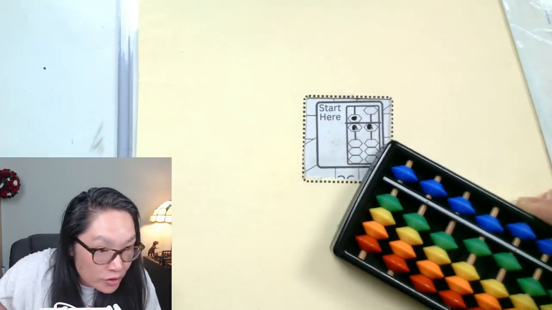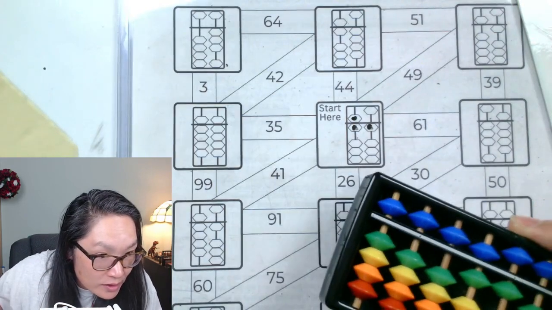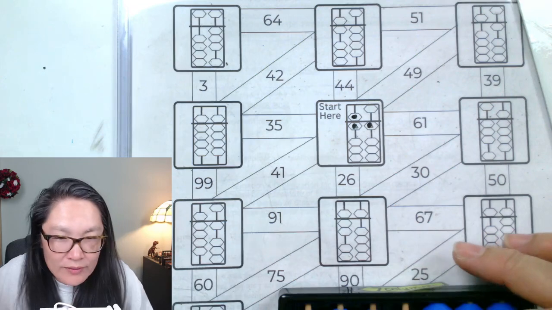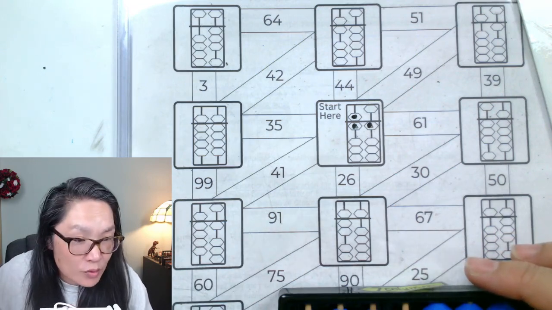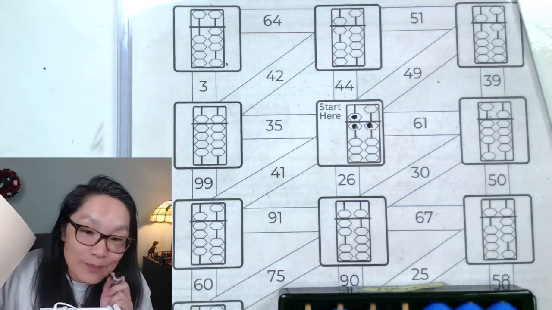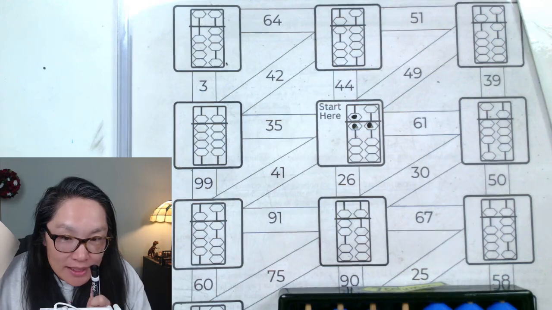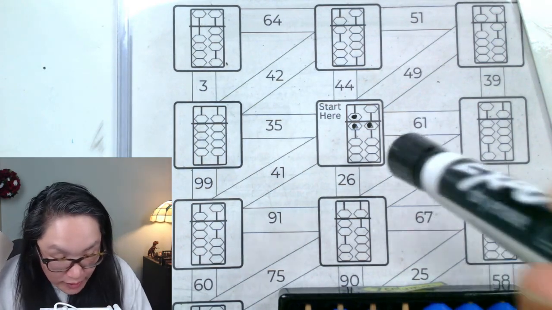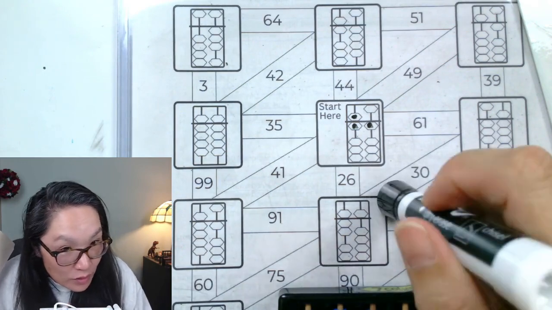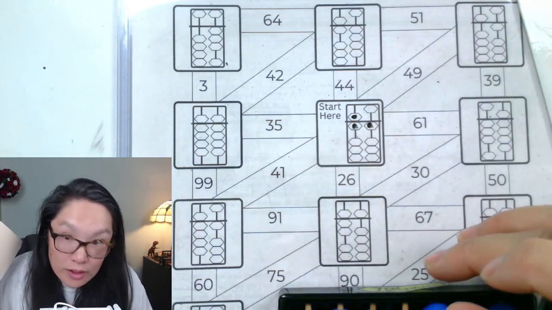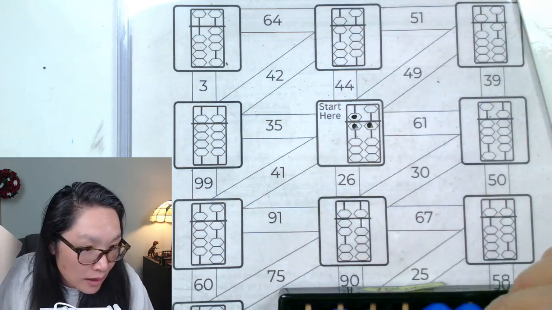So now we know how to read the abacus. How do we do math with it? What's the purpose of an abacus? The purpose of an abacus is to help you add, subtract, multiply, and divide. So that means that we don't want to go through the maze, because if we don't, then I'm going to start going through some arithmetic.